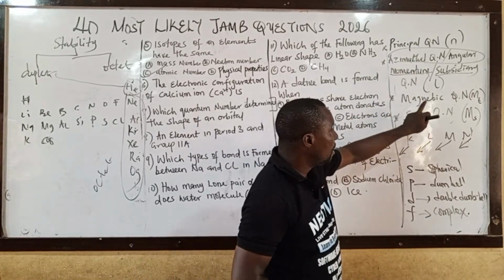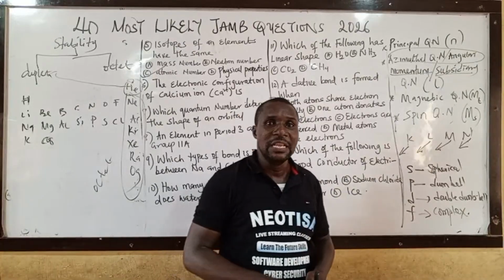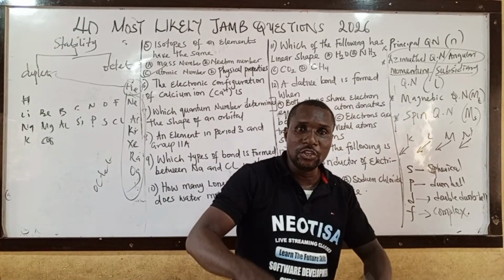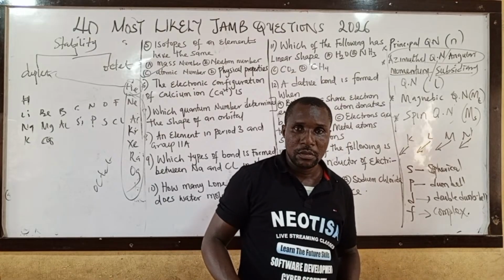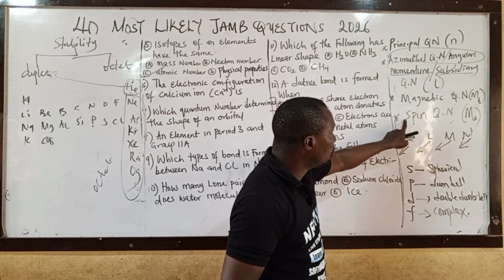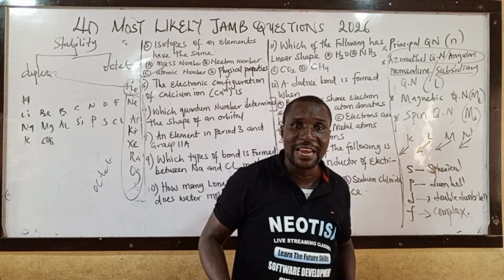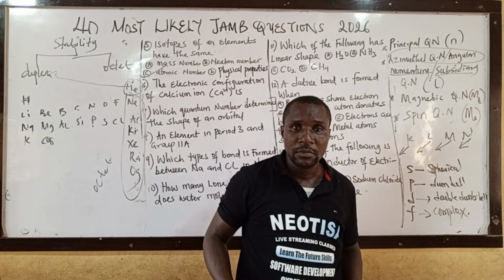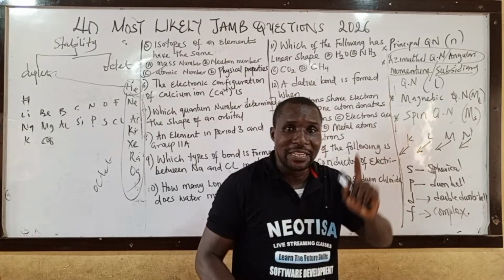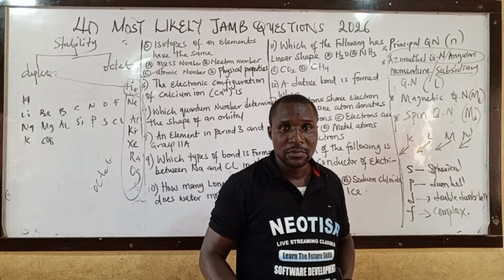That is azimuth. Magnetic talks about the orientation of the orbital in space. While spin talks about the position of an electron in an orbital. We have just two directions: clockwise movement and anti-clockwise movement. Take note of that.